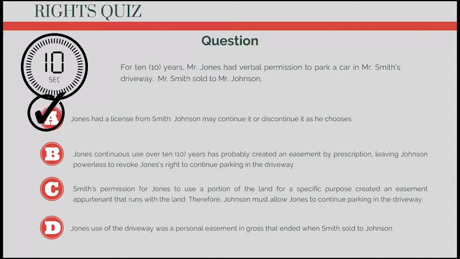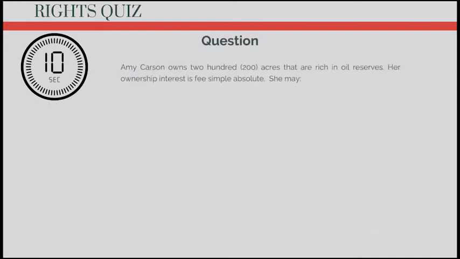The answer is A. Jones had a license from Smith. Johnson may continue it or discontinue it as he chooses. Amy Carson owns 200 acres that are rich in oil reserves. Her ownership interest is fee simple absolute.